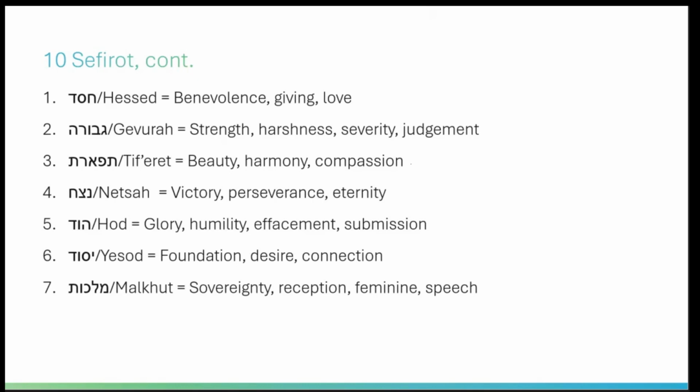So Yesod is considered the unifier of heaven and earth. The upper six would be considered heaven, and Malchut would be considered earth. Yesod is the one that makes the connection, the bridge between them. I want to mention again, because I forgot to put this down, that each one of these consists of all the others. In other words, within Chesed, there's Chesed, there's Gvura, there's Tiferet, there's Netzach. This is a psychological structure.